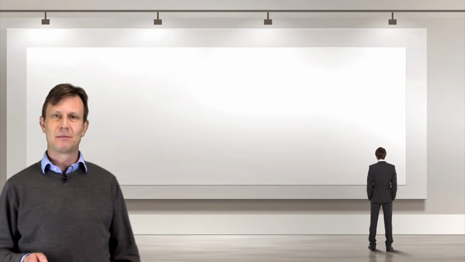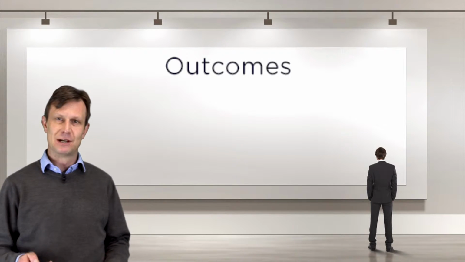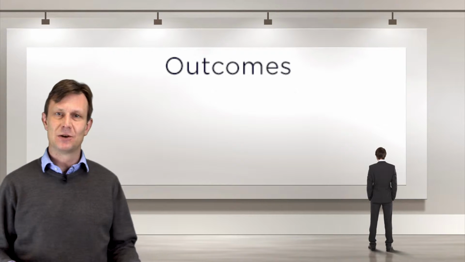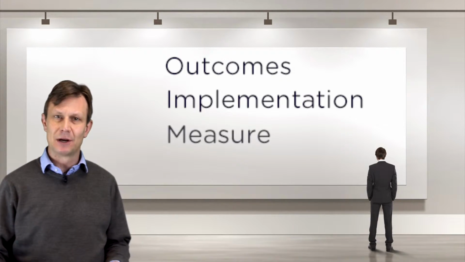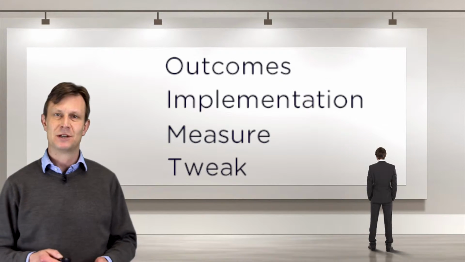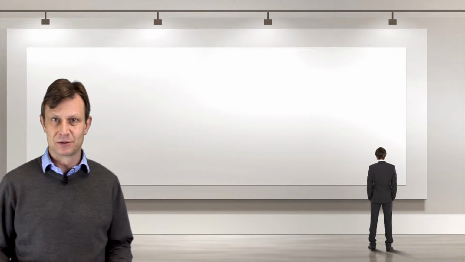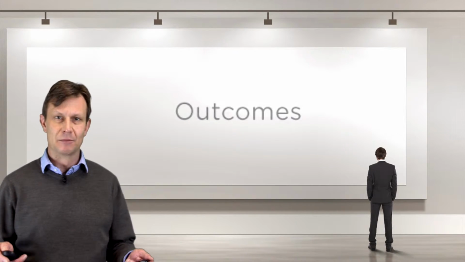Firstly, we need to establish what are your outcomes and what you need to achieve. We then need to implement our strategy. We then need to measure our outcomes, and finally we need to tweak our processes to achieve optimum results. Okay, let's look at point 1, your outcomes.